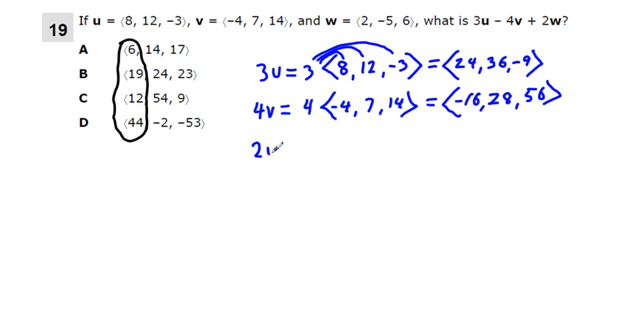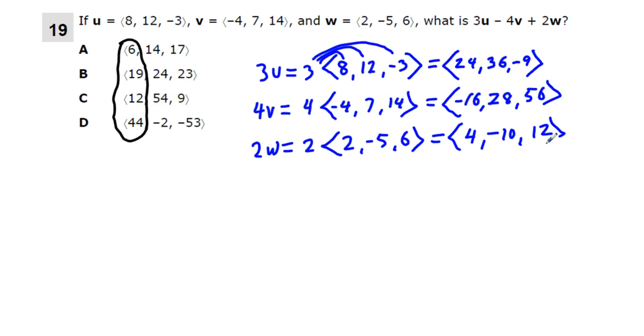And then finally 2w is equal to 2 times 2 comma negative 5 comma 6, and that's going to be 4 comma negative 10 comma 12. And then when we get our answer down here, which we can work out, we have 3u minus 4v, so it'd be 24 minus negative 16, so that'd be 24 plus 16, which would be 40, plus 4, so we get 44. So already we know our correct answer, don't we? We know D is our correct answer. But for extra assurance, we just go ahead and continue to work this out.